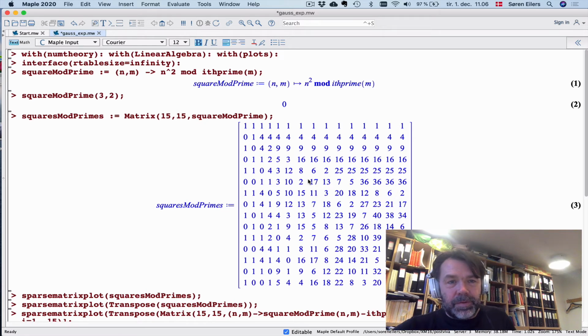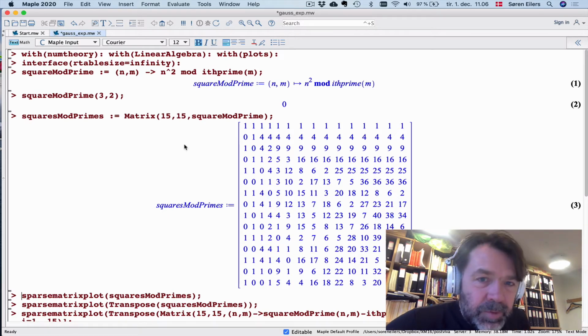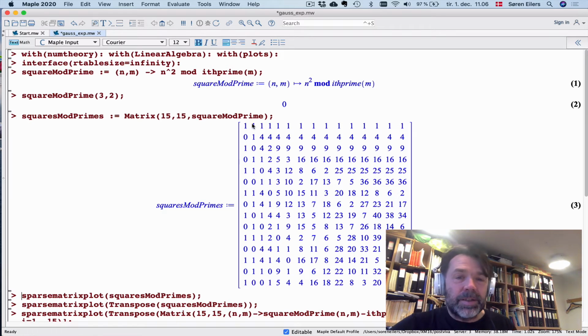So I've made a matrix. That's why I loaded the linear algebra package. I made a matrix and filled it up with some numbers. Those numbers are given by the indices of the matrix, and this is a 15 by 15 matrix, as you can see. And as usual, up here I have the 1 comma 1 entry, the 1 comma 15, 15 comma 1, 15 comma 15. And so the way it works is that you look at the first index and you square that, and then you take the remainder or residue after you divide by the prime number given by the second entry. So this is 2, 3, 5, 7, and so on.